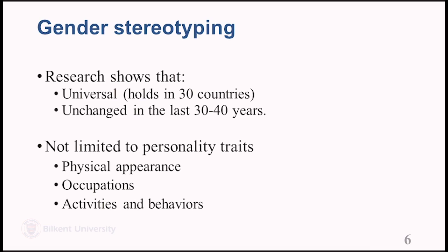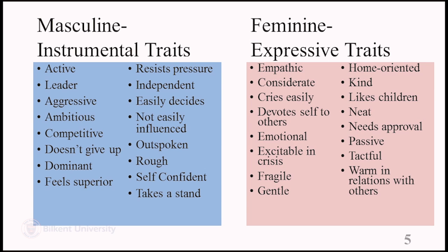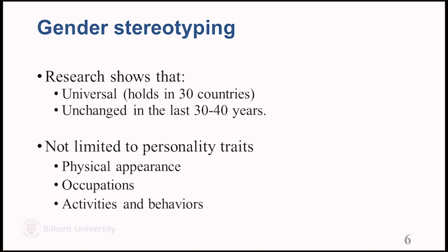And so gender stereotyping, research shows that it's universal, as I said, holds in 30 countries, unchanged in the last 30 to 40 years. This is not limited to personality traits like these. It also transcends into physical appearance. We expect women to be more dainty and elegant, whereas we don't have that expectation of men.